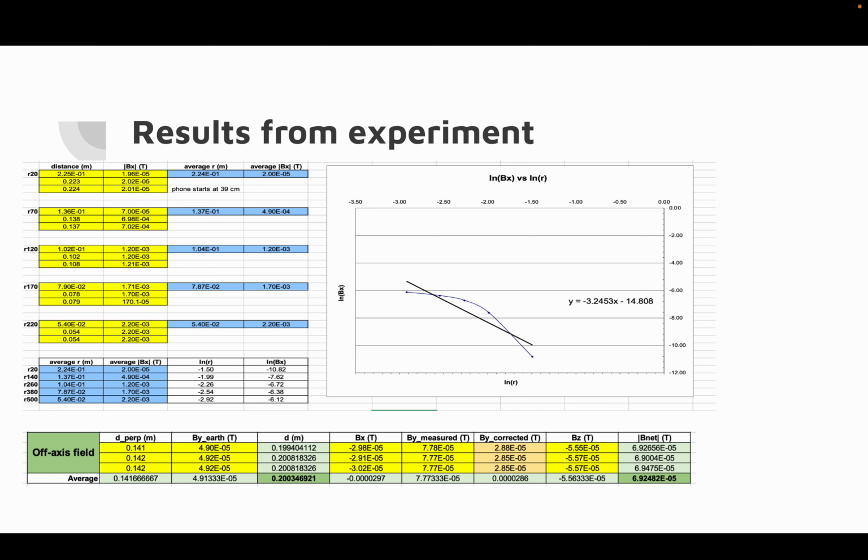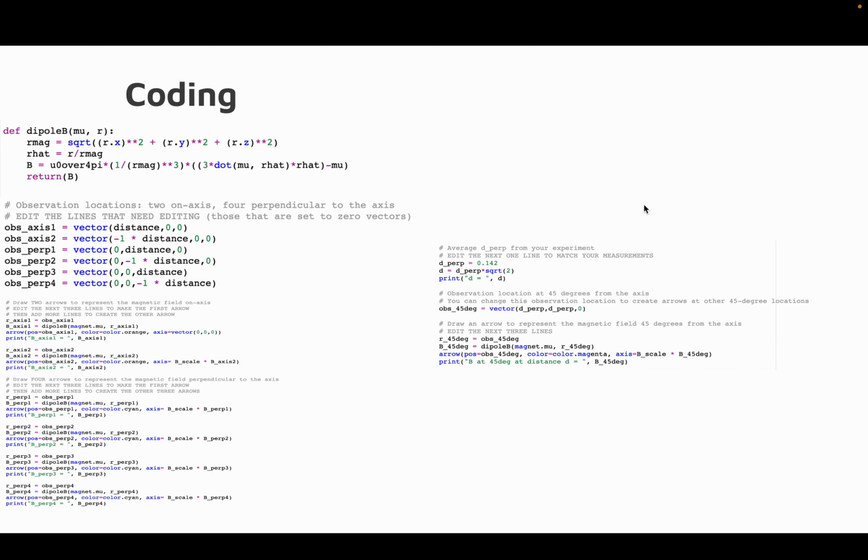So these are the results of the experiment. On the left, you can see the values from the on-axis field, and at the bottom, the values from the off-axis field. One thing to note for the off-axis field is that the d value is approximately 0.2, and this will be important later on. Here you can see that when we graphed the x component of the magnetic field versus the r value, we get an equation resembling y equals negative 3.2453x minus 14.808.